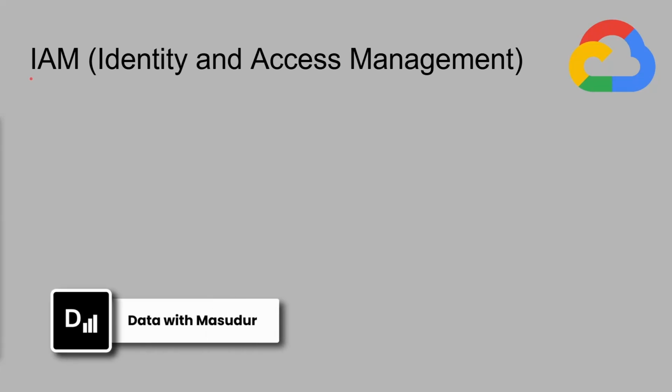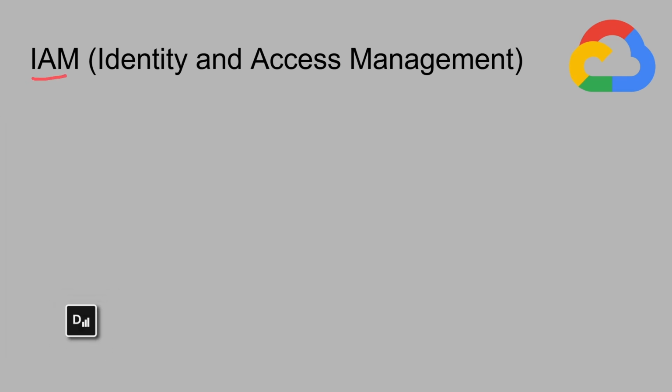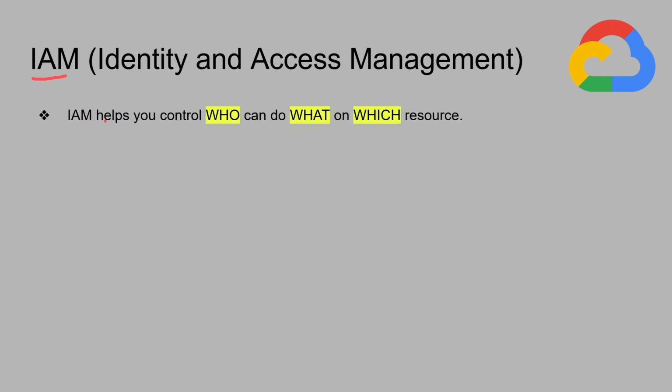So today we are going to learn IAM, Identity and Access Management. It is an important tool in Google Cloud. IAM actually helps us to control who can do what on which resource. So, simple terms, and it defines the IAM process. I highlighted who, what, and which resource.